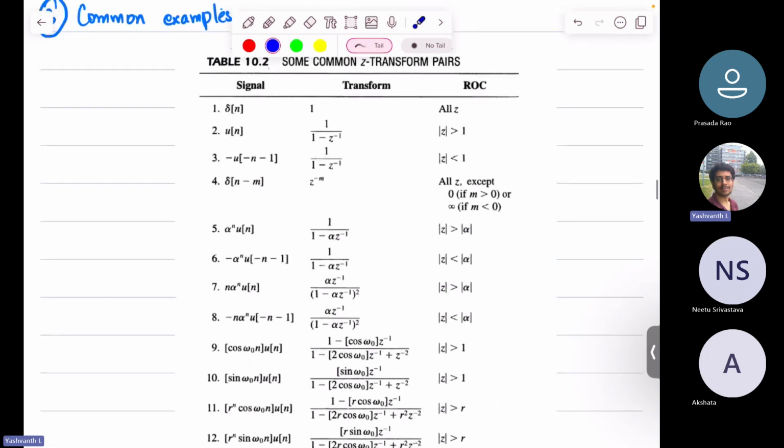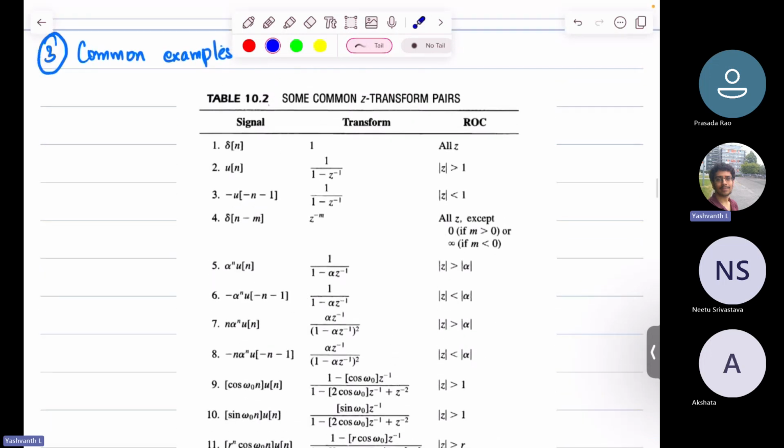Now some common examples. What are some typical common examples of z transform pairs? This is also a picture that I took from the Oppenheim book. So if you have delta of n, the z transform is equal to 1 and the ROC is the entire z plane. If you have a unit step u of n, then the transform is 1 by 1 minus z inverse. Okay, and the ROC is mod z greater than 1. That is outside the unit circle. Outside the circle centered at origin with radius 1, which means it's a unit circle. And similarly, minus u of minus n minus 1 will have a z transform same as u of n, but the ROC will be exactly different. That is, now it will be inside the unit circle.